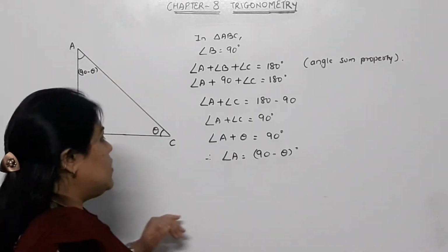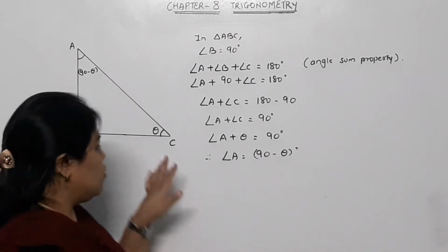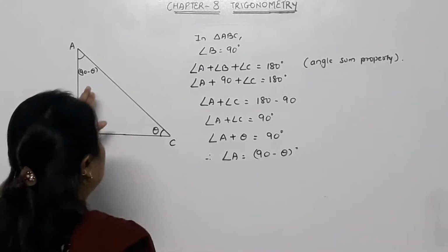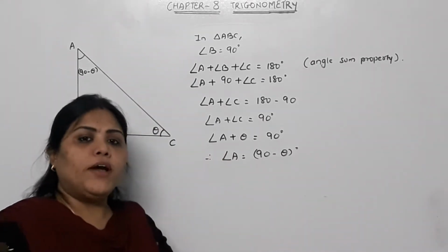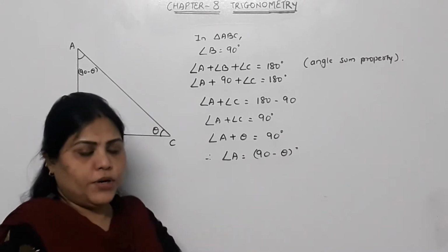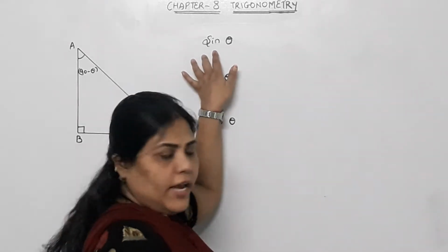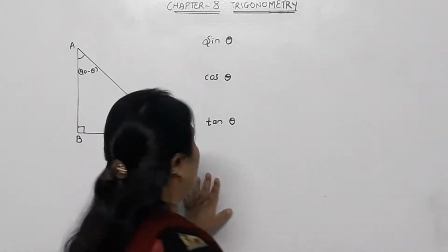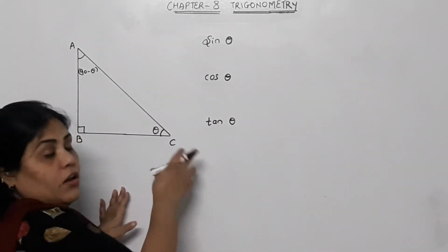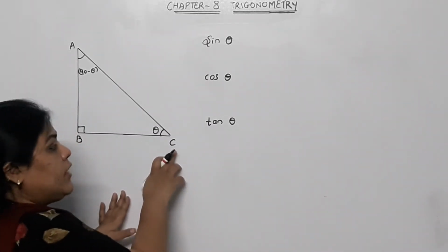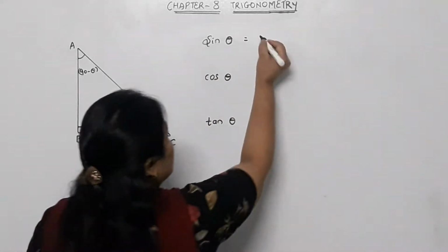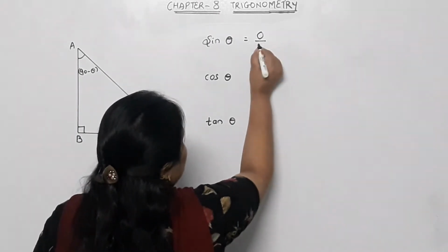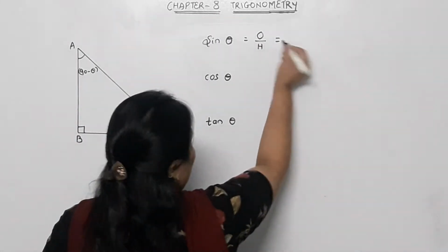Now, we'll see sine, cos and tan ratios of angle C, and then we'll check the sine, cos and tan ratios of angle A also, and we'll try to find out the relation among both the trigonometric ratios. Let's have a look. Now we'll see the ratios of sine theta, cos theta and tan theta first. Theta means measure of angle C. Now sine theta means what? Opposite upon hypotenuse. I'll write the abbreviations: opposite upon hypotenuse, O upon H.